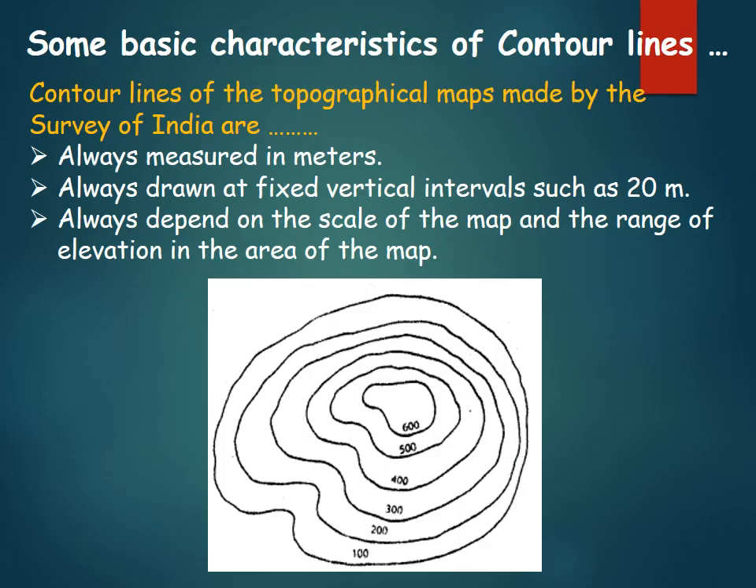Let's know more basic characteristics of the contour lines. As I told you in the beginning, contour lines are always measured in meters. They are always drawn at fixed vertical intervals, for example the distance between two contour lines is 20 meters. This depends on the scale of a map and the range of the elevation of the area of the map. You will see that elevation is increasing towards the summit of the landform.